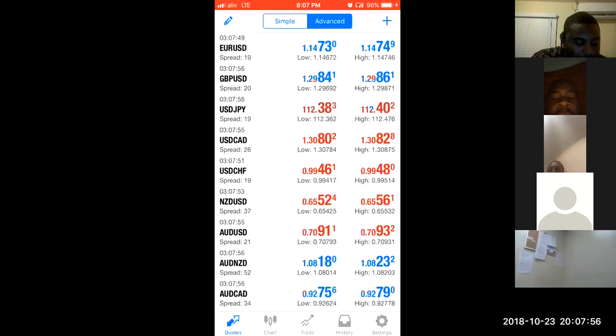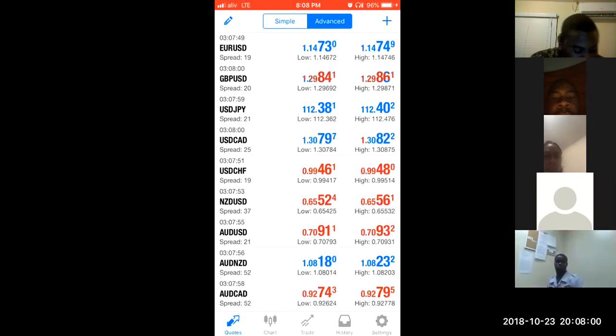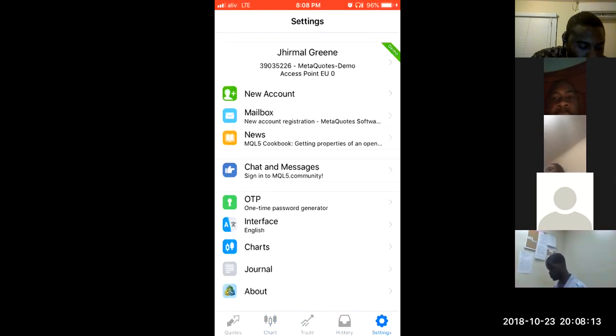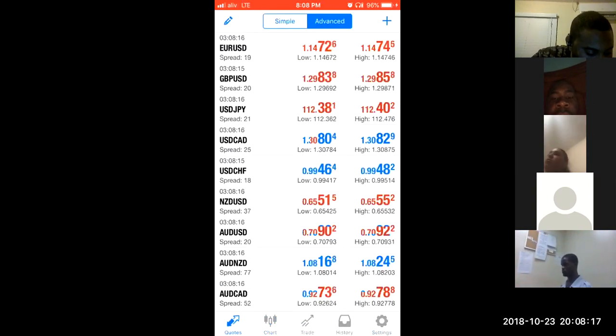So quotes is where you're going to find all your pairs. Right now, I only have a few, so I'm going to add them. The second one is going to be your chart. The third one is basically where your open trades will be, your history, and your settings to add a new account or whatever else. I can go ahead now and add the rest of the currency pairs.